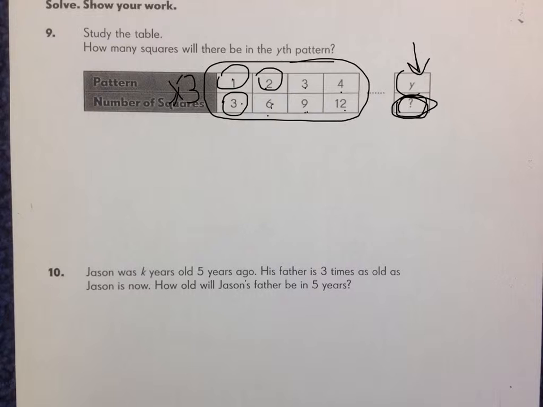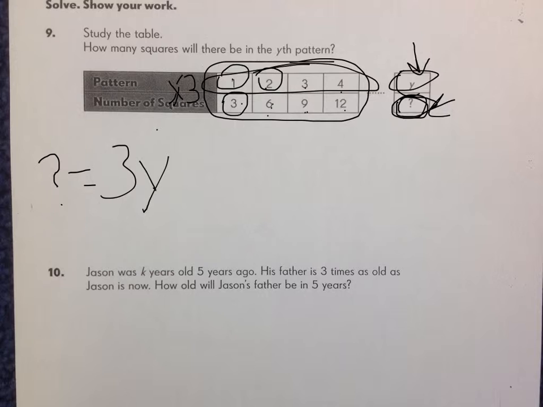So there's my pattern. It's going to be whatever this number is, which is y, times 3 will get me that. So it will be y times 3, or 3y. The question mark equals that. So if this number, say, is 5, this is going to be 3 times 5, which is 15. Okay? All right, let's go on to the next one.